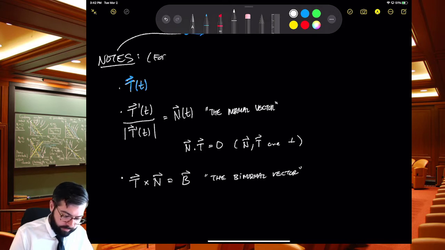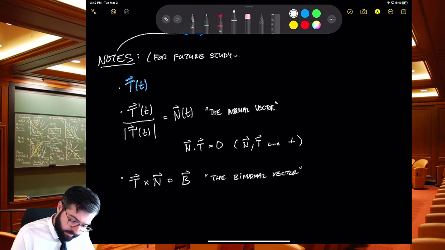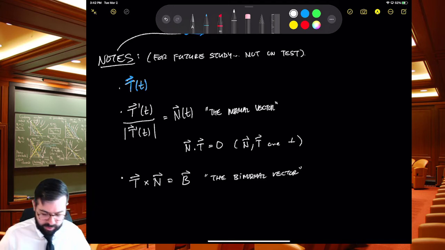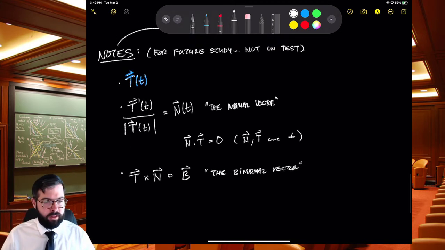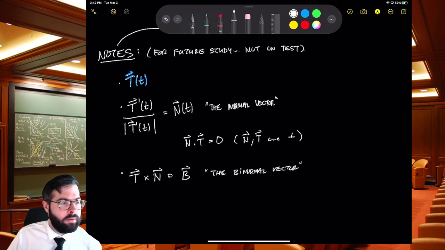So I'll just put this here for future study. This won't be on the test. I know it's always in the back of our minds. I hate saying it, but it's not going to be on the test. So the binormal vector, and if I can, I will put up on here, I was a little crazy, but we'll show it to you.